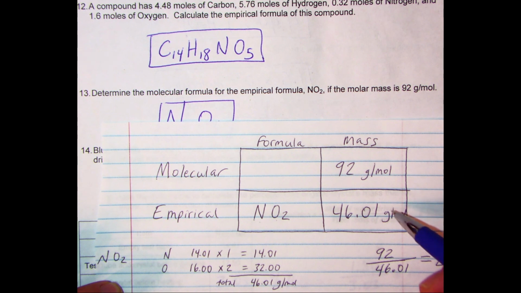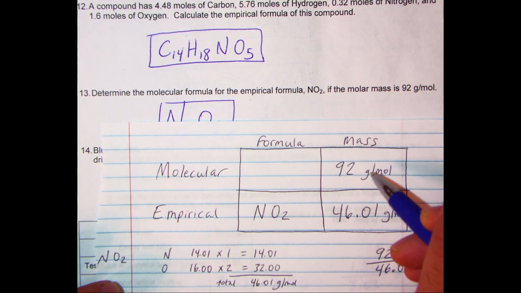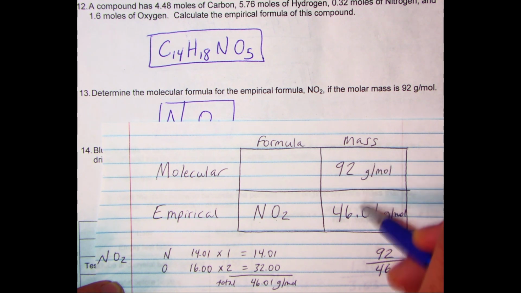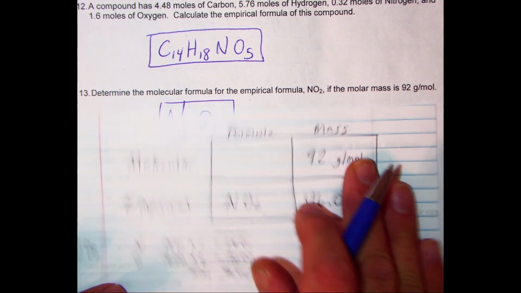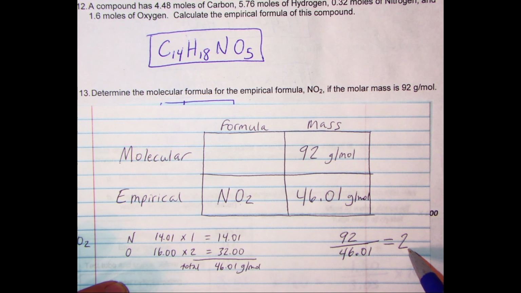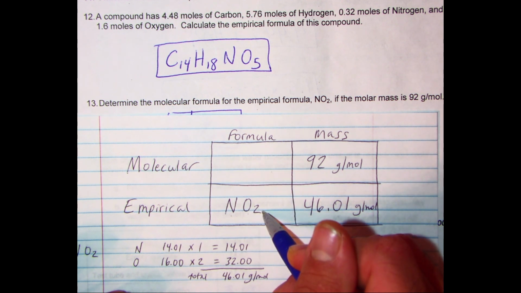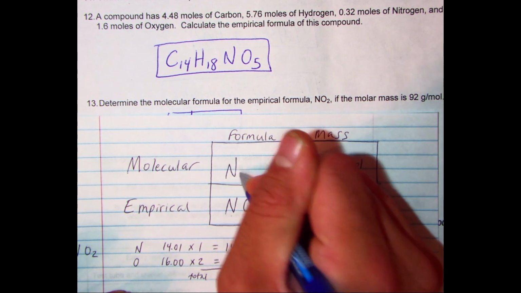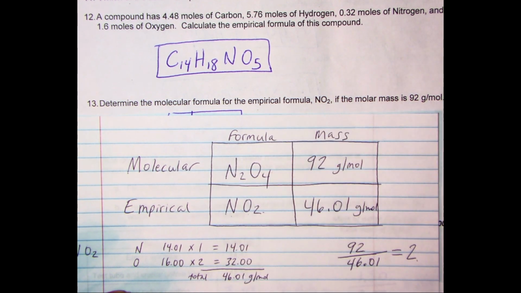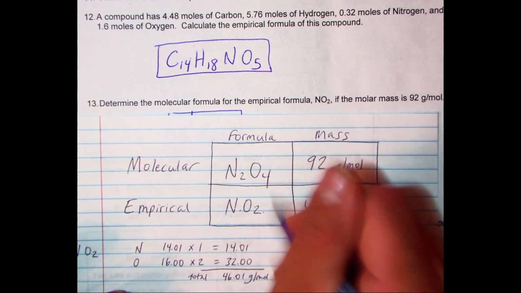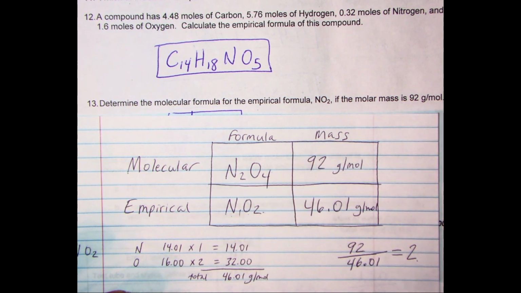So if the reduced version has a molar mass of about 46 grams, and the true version of the compound has a mass of 92 grams, how do these compare? Well, we could easily divide them to see that 92 is 2 times greater than 46, approximately. Therefore, the molecular formula must be 2 times greater than the empirical formula. If the mass is 2 times greater, the formula must be 2 times greater, giving us a formula of N2O4, simply doubling those subscripts.